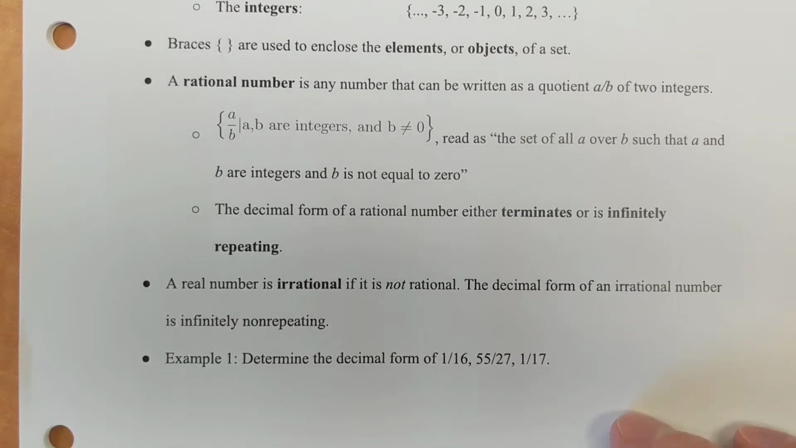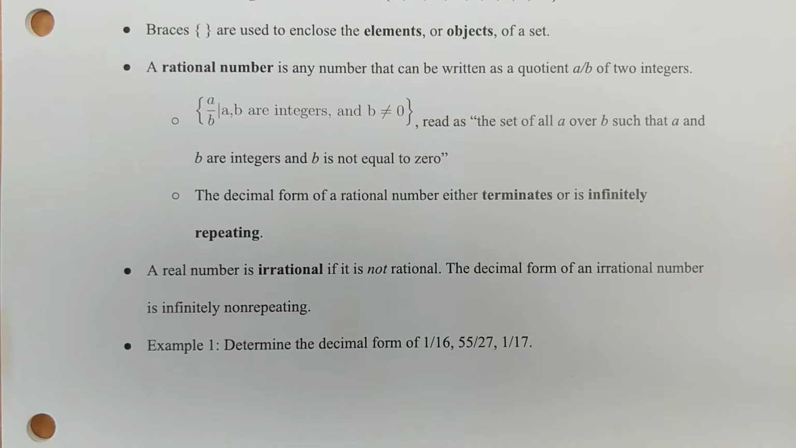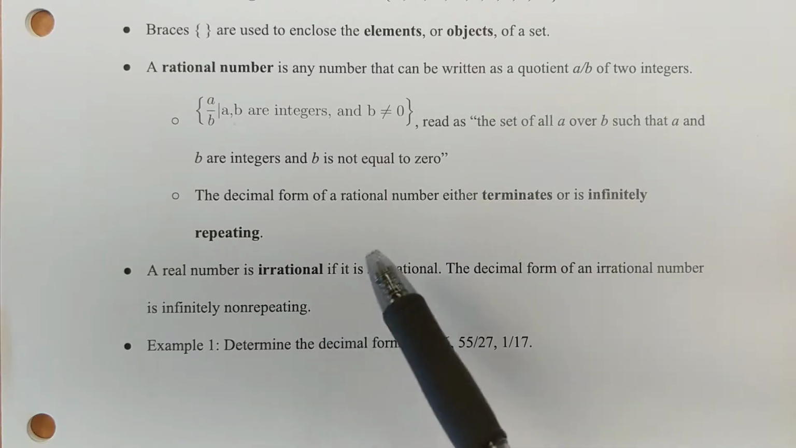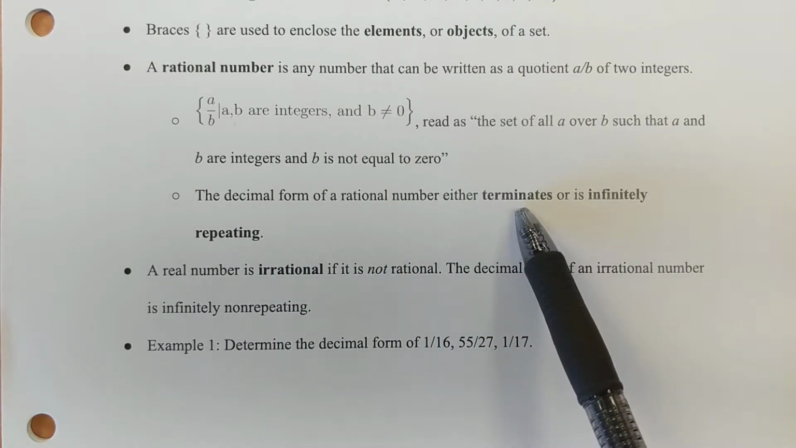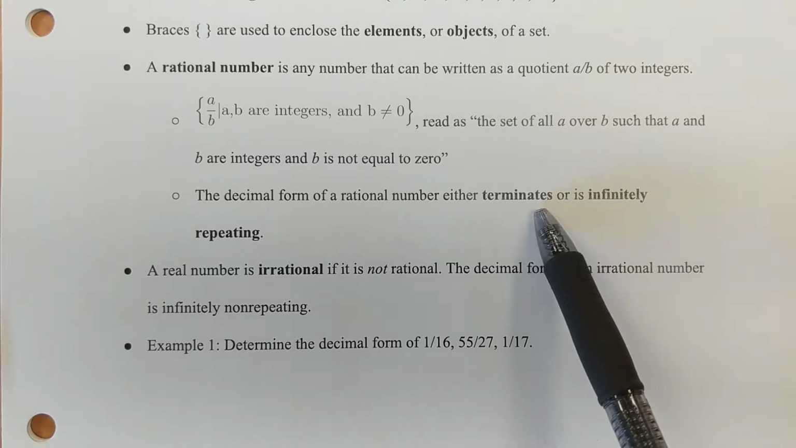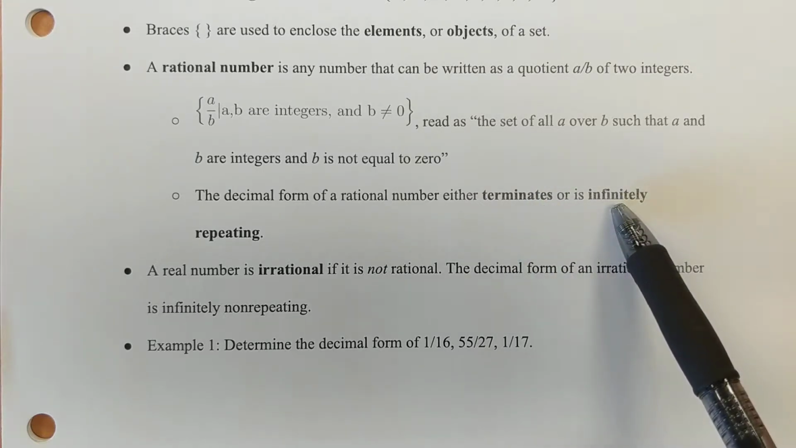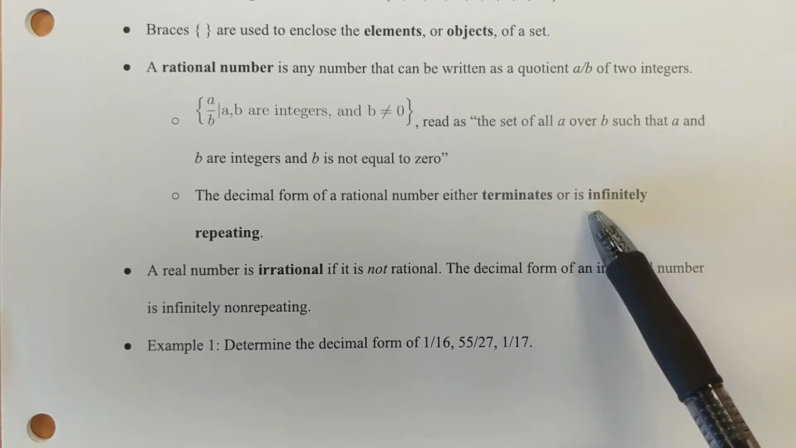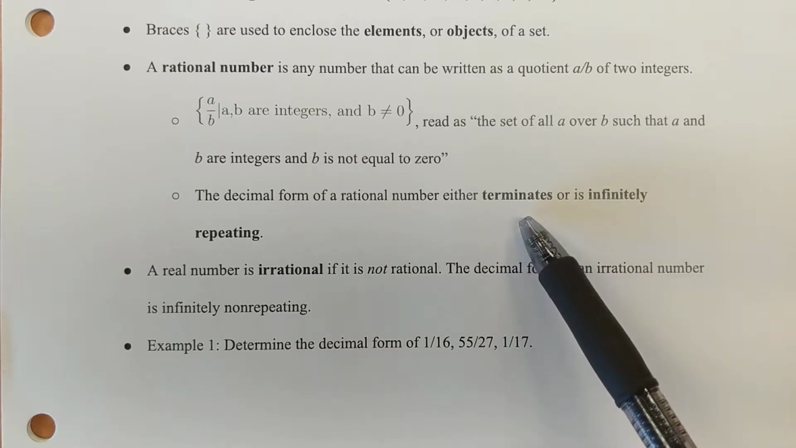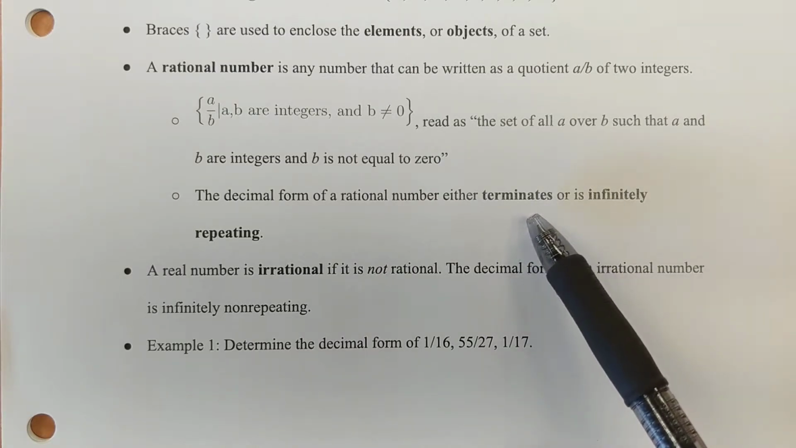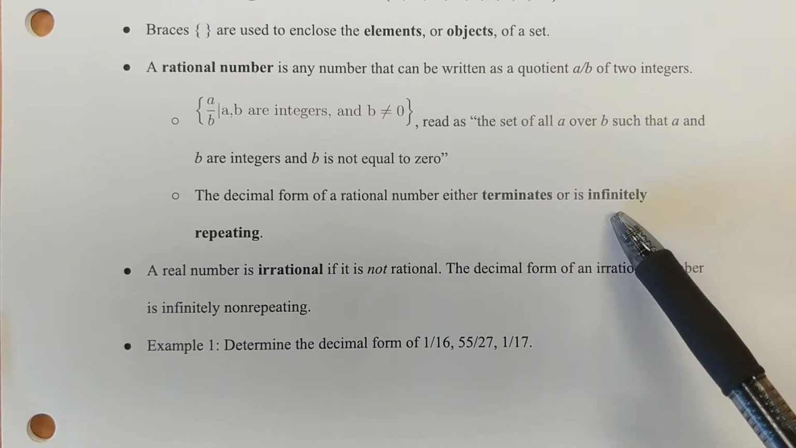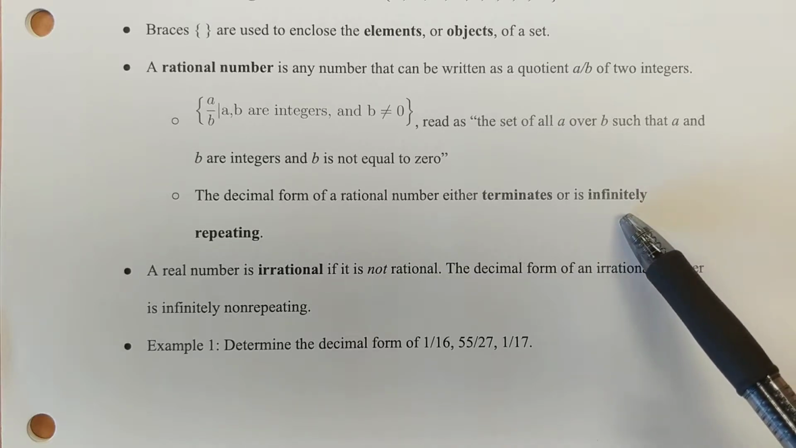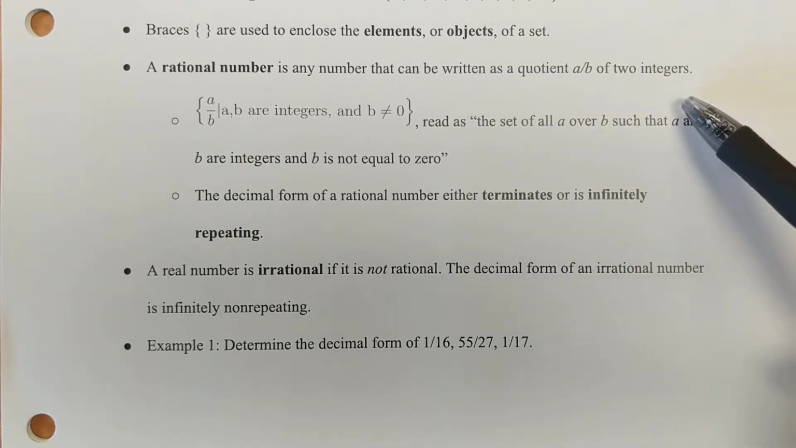So the other way to think about a rational number, in addition to being written as a fraction, is if it's a decimal, it either terminates, so it ends, like 0.25, 0.5, 0.6, or is infinitely repeating, so 0.3 repeating, 0.1 repeating, things like that. Now all of those decimals are fractions. 0.25 is 1/4, 0.5 is 1/2, 0.6 is 6/10 or 3/5. Infinitely repeating, 0.3 is 1/3, 0.1 is 1/9. So they are still technically fractions, but you can also write them as decimals.